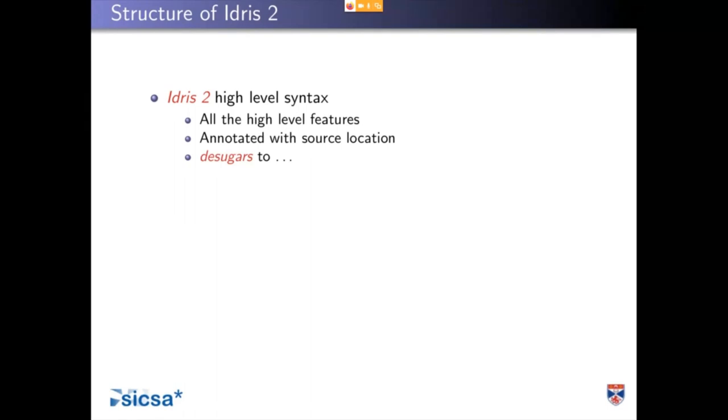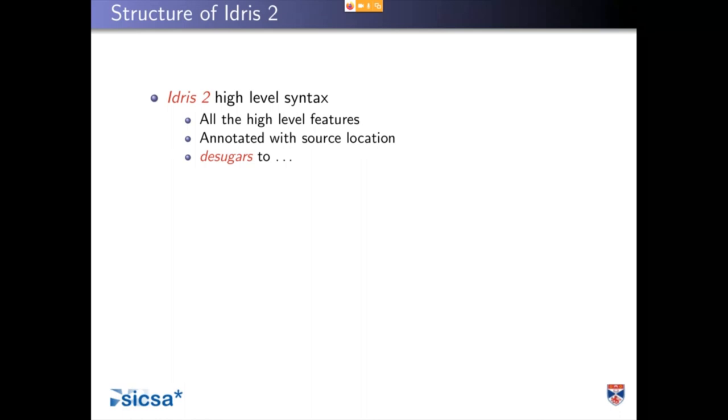So what's the structure? You'll see if you look at the code base of Idris 2 that it's divided into a kind of module hierarchy, which gives you an idea of roughly what the phases are. So we've got the high-level syntax. That's all the high-level features like interfaces, implementations, where clauses, all of the things that you want to use to make programs look nice, do notation, pattern matching binds, that sort of thing. Throughout, it's annotated with the source location, so that gives us half a chance of reporting error messages in the right way, annotating the output of errors with where it actually came from.